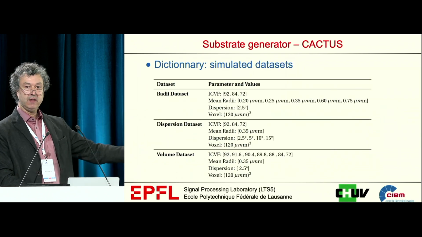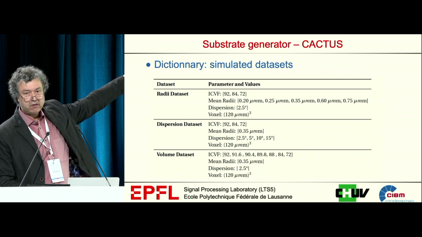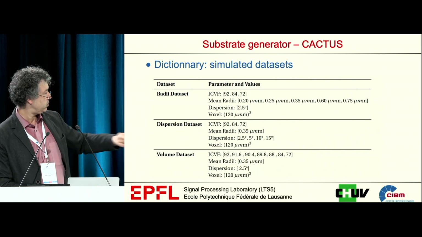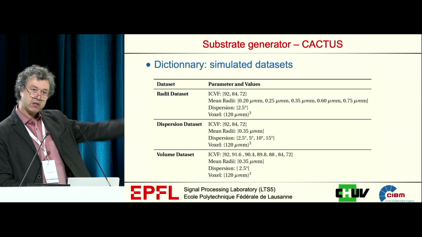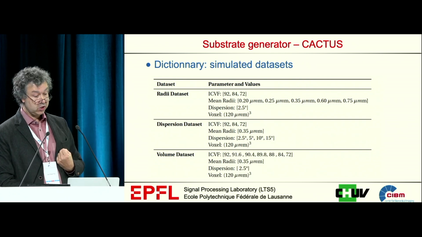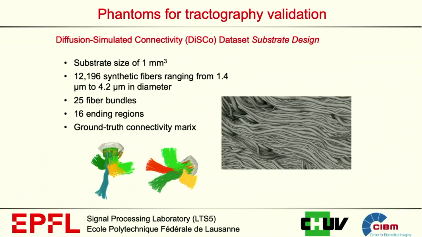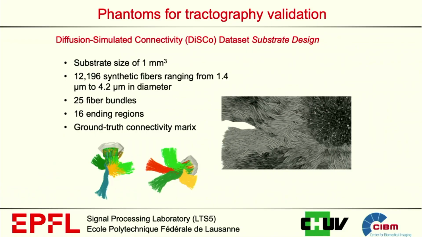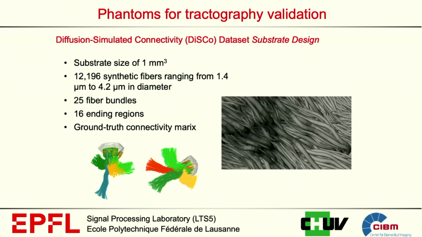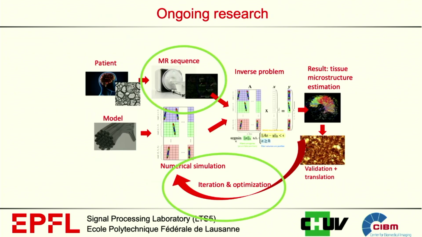It allows to generate many examples. It takes time because it's not computationally light, right? But you can generate variations of radius, variations of dispersion, variations of volume fractions, and generate those prototypes and then simulate them to build your dictionary of very sophisticated configurations of white matter. And you can, by the way, as a side product, generate very realistic phantoms to validate tractography. So if you go back to tractography, you can generate with Cactus very fine grain phantoms, and we did it. This is the DISCO data set that is now widely recognized. But you can also use that to close the loop and have your atoms, your prototypes here, that will help you identify the real one.